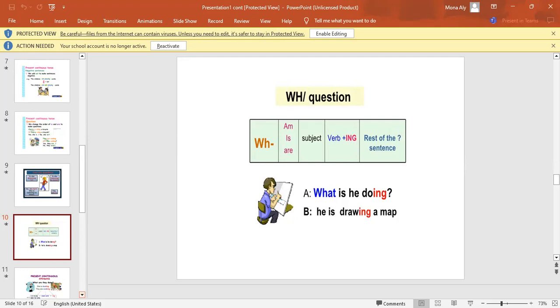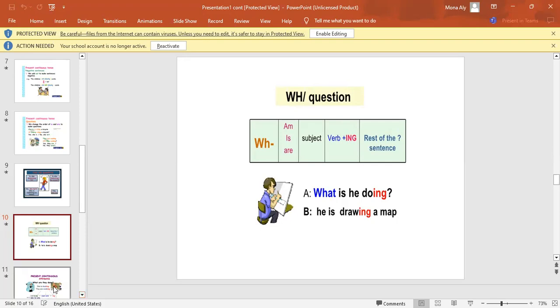Adel, are you there? Yes. Can you give me a question in the present simple? Sorry, present continuous. Present continuous, yes. What is he playing? He is playing football. Yes, okay.